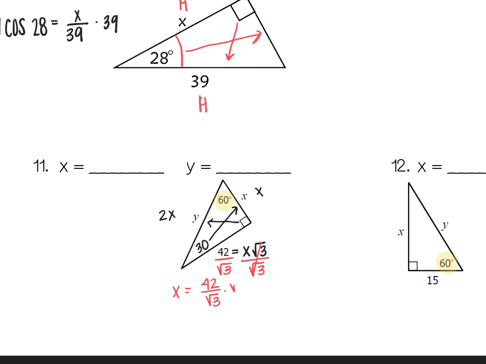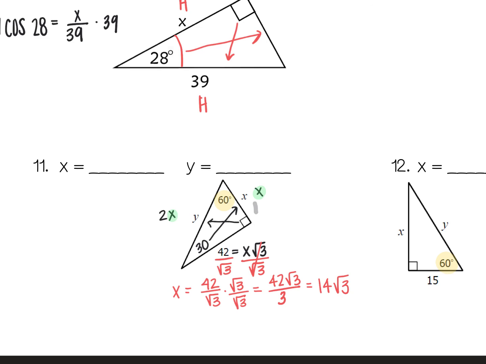Can't leave a radical in the denominator, so we do radical 3 over radical 3. So now I have 42 radical 3. Radical 3 times radical 3 is radical 9. The square root of 9 is 3. 42 divided by 3 is really just 14, and so x equals 14 radical 3. So I plug that back in to both of these x's.